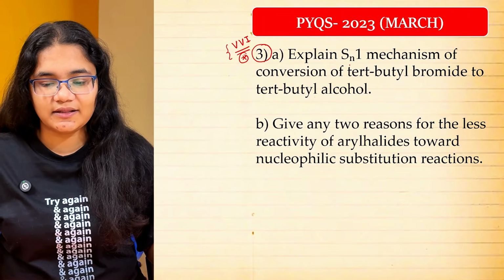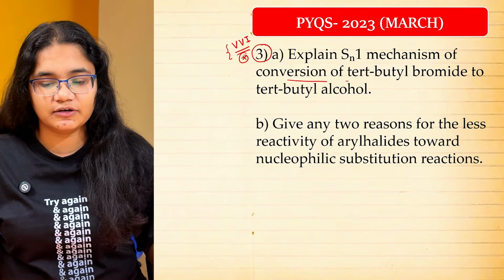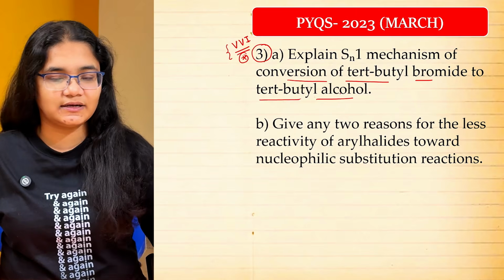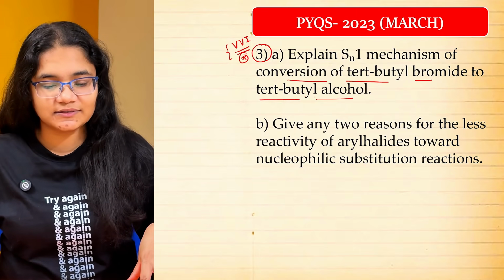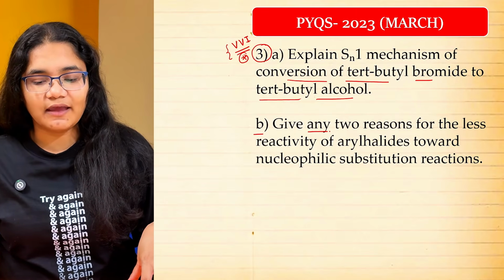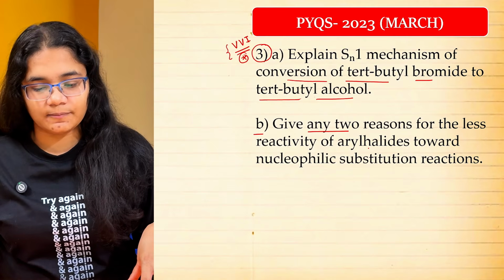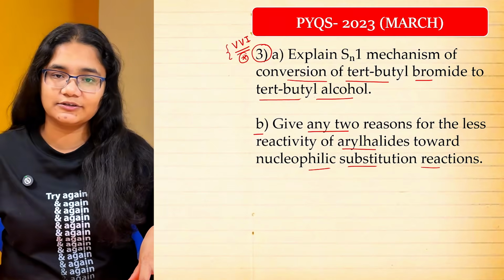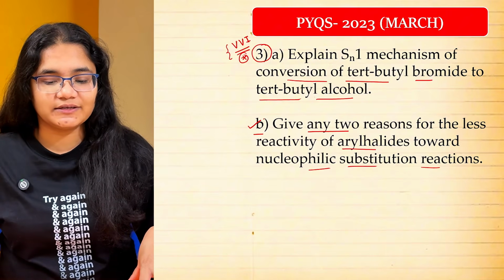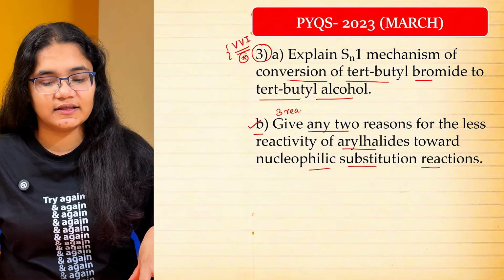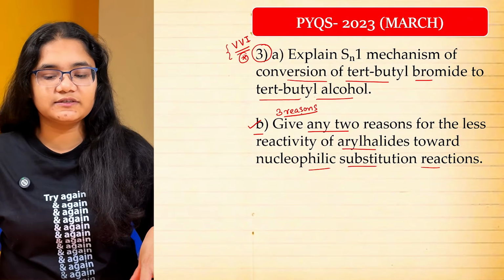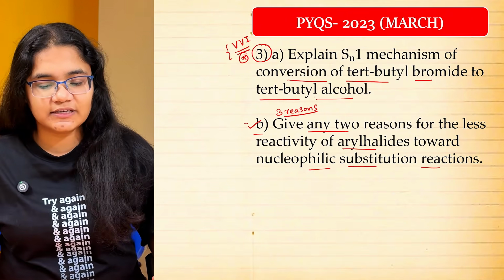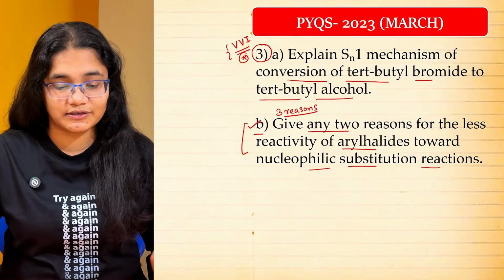This question: explain the SN1 mechanism of conversion of tert-butyl bromide to tert-butyl alcohol. So this is the direct question. SN1 mechanism is asked. And what is in question number B? Give any two reasons why the aryl halides are less reactive towards nucleophilic substitution reaction. Now see, this particular question actually has three reasons in the book. So it can be asked for two reasons also, or three reasons also. First let us discuss this one, then we'll go back to question number A.